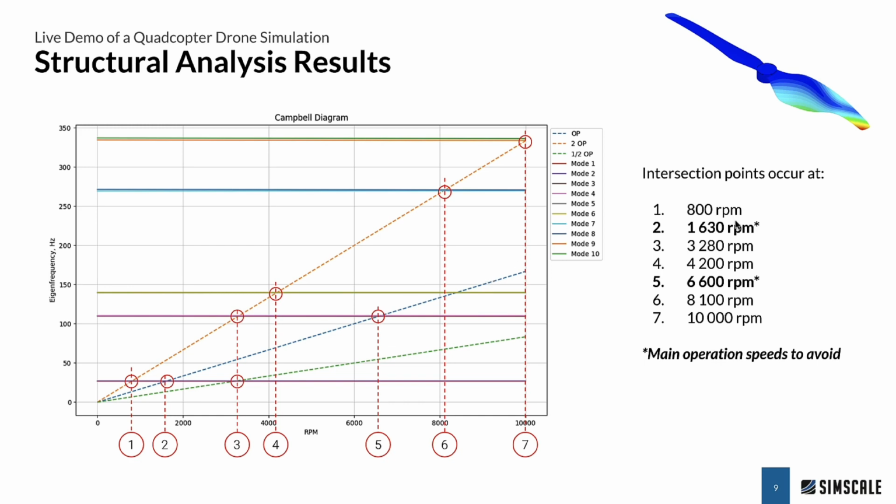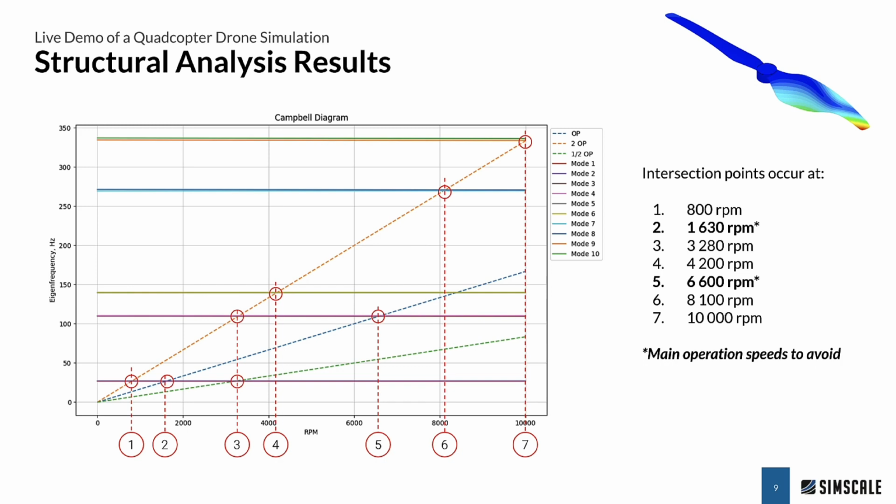So with this material and this geometry, we would definitely want to avoid 1630 RPM and 6600 RPM. At our expected hover, there is potentially an issue at 10,000 RPM as well. So my recommendation here would be to change the material or to change the design of the propeller slightly to shift these eigenfrequencies so that we don't have an eigenfrequency at our hover.